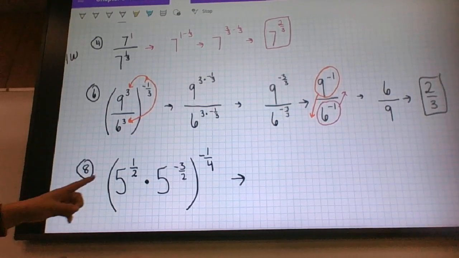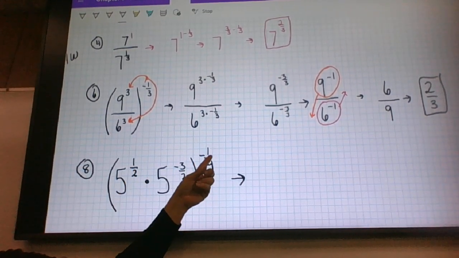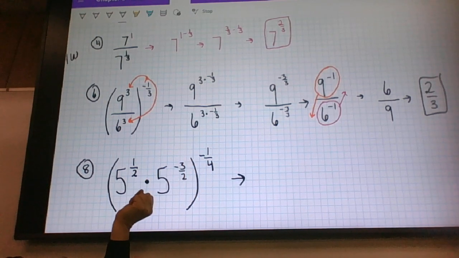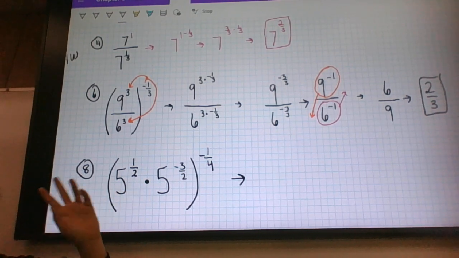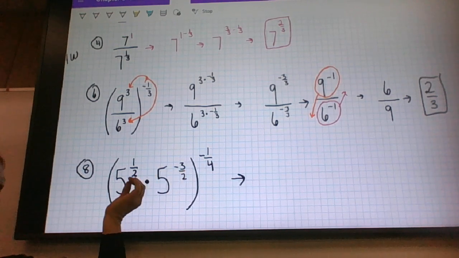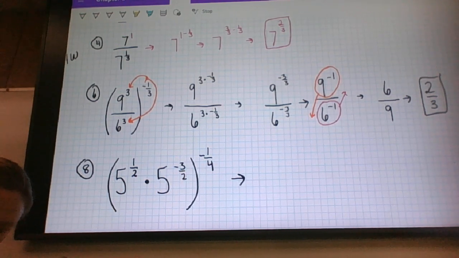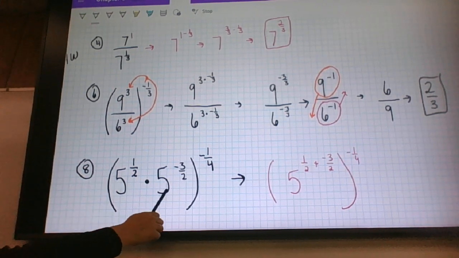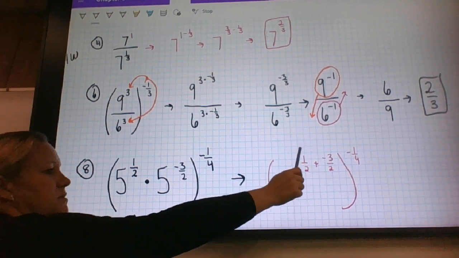I could distribute this and I could multiply 1/2 and multiply -3/2. Or if I focus inside the parentheses, it's the same base, I can go ahead and add these. Okay? On any given day, I might choose one or the other. Today, I'm going to add these exponents first inside. So I'm going from 2 of the same base to 1 base doing the product property.